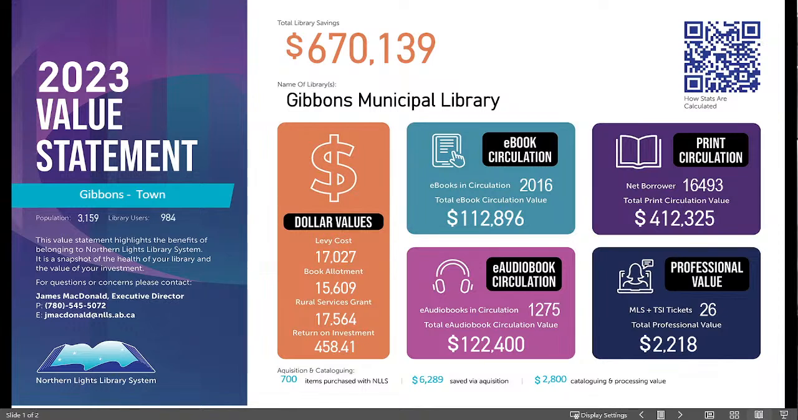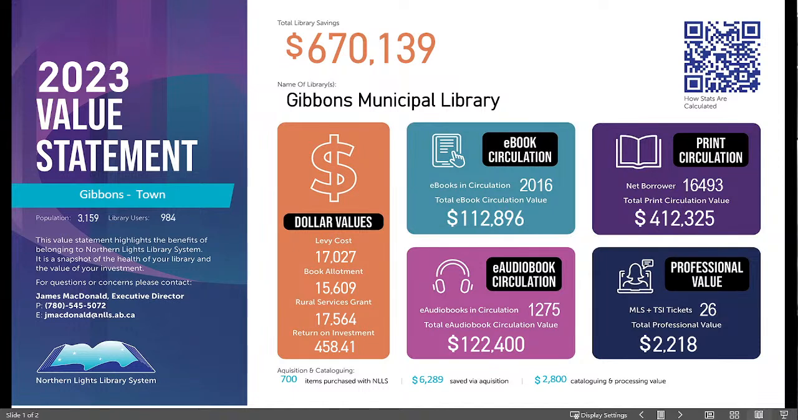To be a member, you pay $5.39. That'll be what your 2024 levy is per resident. It's based on 2019 population figures. We use the 2019 population figures because that is what the province uses to generate your operating grant.